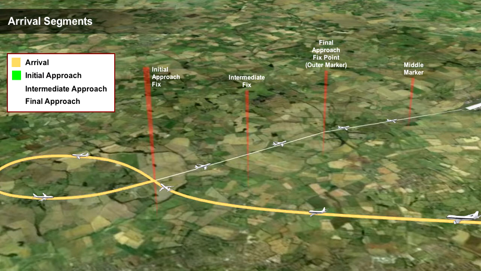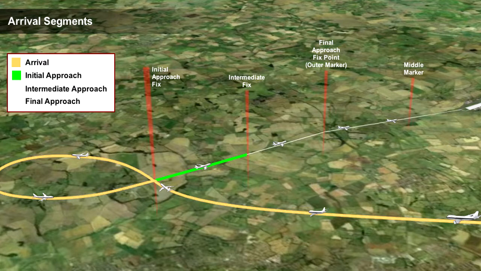In the initial approach segment, the aeroplane has left the en route structure and is manoeuvring to enter the intermediate approach segment. The aeroplane approach, speed and configuration will depend on the distance from the aerodrome and descent required. Normal track guidance is provided along the initial approach segment to the IF, with a maximum intercept angle of 90 degrees for a precision approach and 120 degrees for a non-precision approach. If a course reversal is required, it is usually accomplished during this segment.